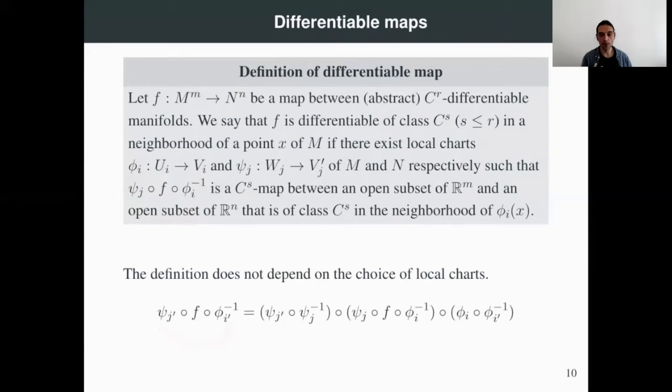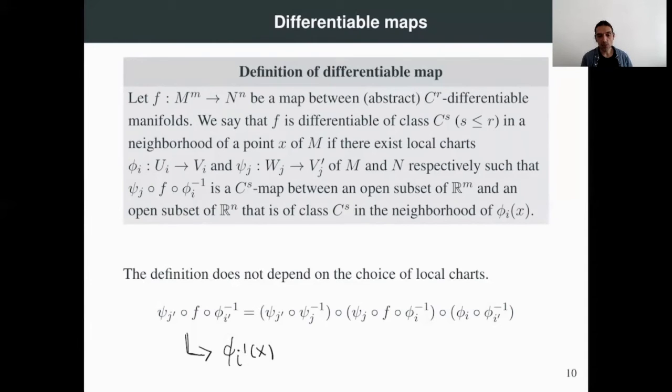If we consider two other local charts, phi_i prime, let's say, that could be a local chart defined in a neighborhood of x for M, and psi_j prime, that could be a local chart defined in a neighborhood of f of x for N, we have to actually see whether or not this map over here is of class C^s in a neighborhood of the point phi_i prime applied to x. Okay?